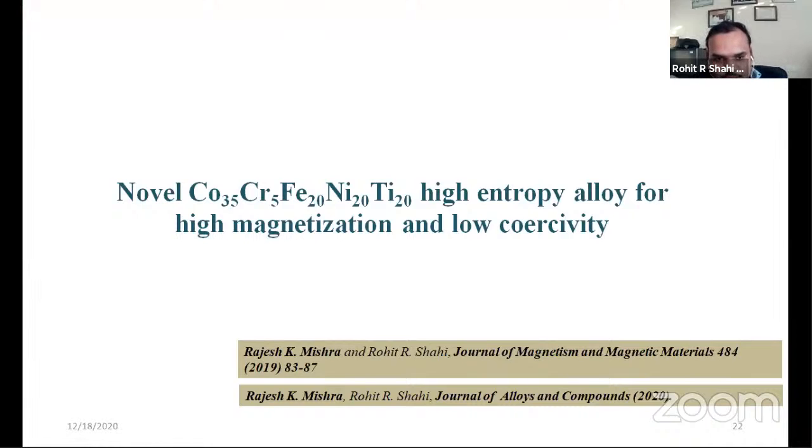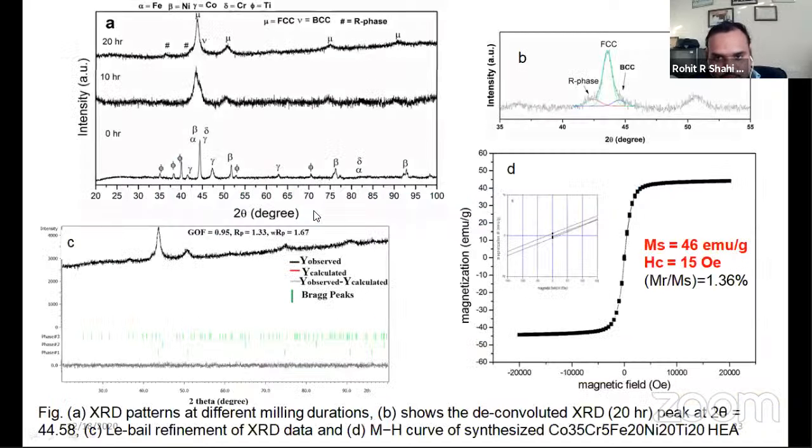After that we found that this CoFeTi system already has some promising results. So we tried to improve the magnetization as well as the coercivity of this system by the variation of the stoichiometric ratio, by proper adjustment of the stoichiometric ratio.